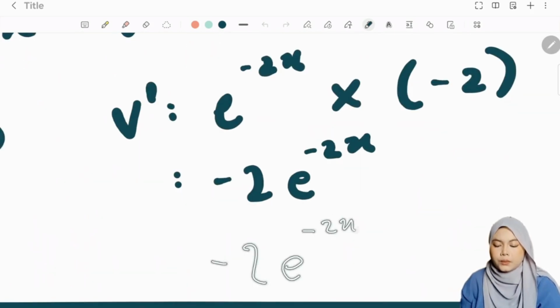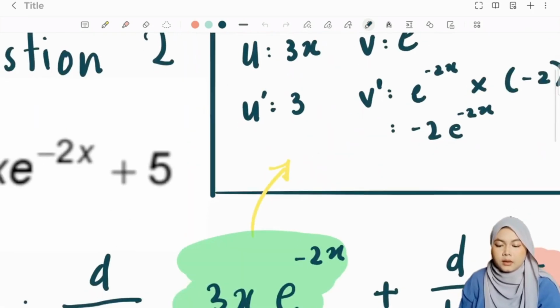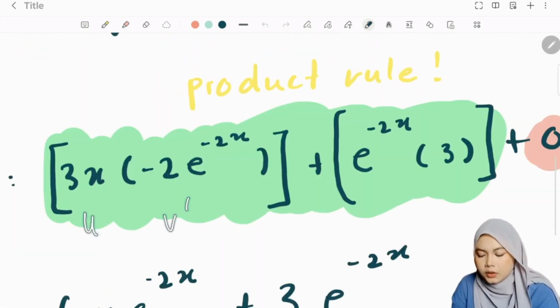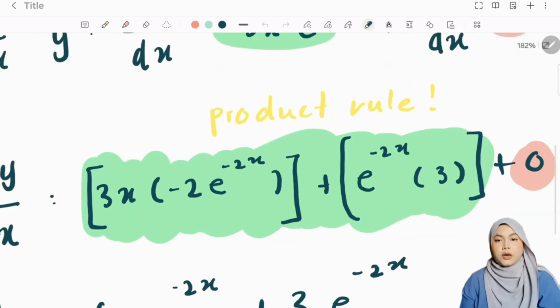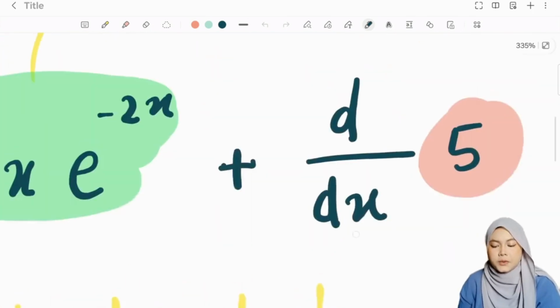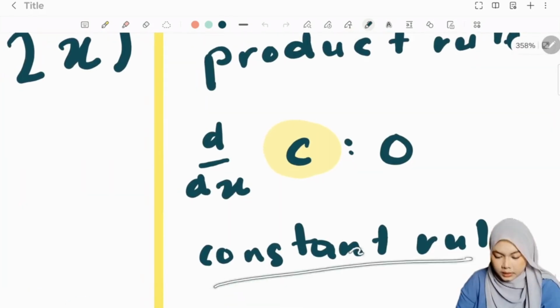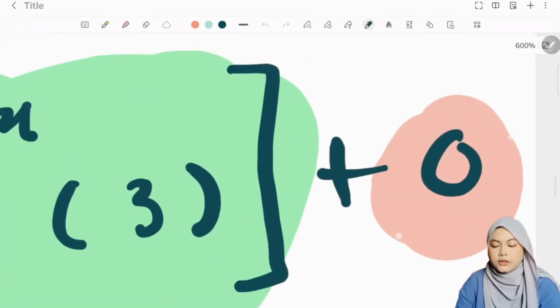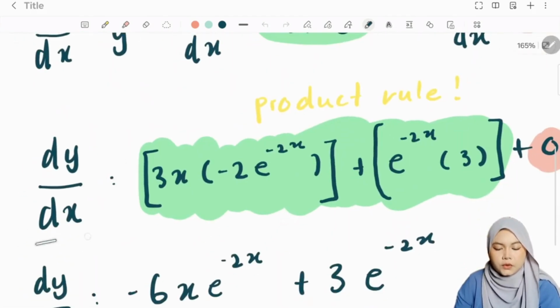After we write all of the information, we insert it into the formula, which is u times v prime plus v times u prime. And after that, that's the first expression. For the second expression, it is a constant. Here we see that d over dx of a constant equals 0. That's the constant rule. So here we can apply the constant rule to this 5, so d over dx of 5 equals 0.